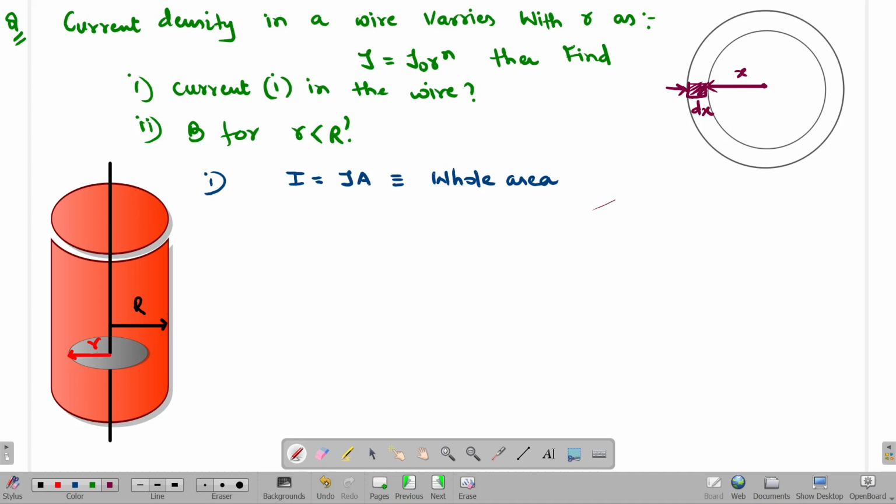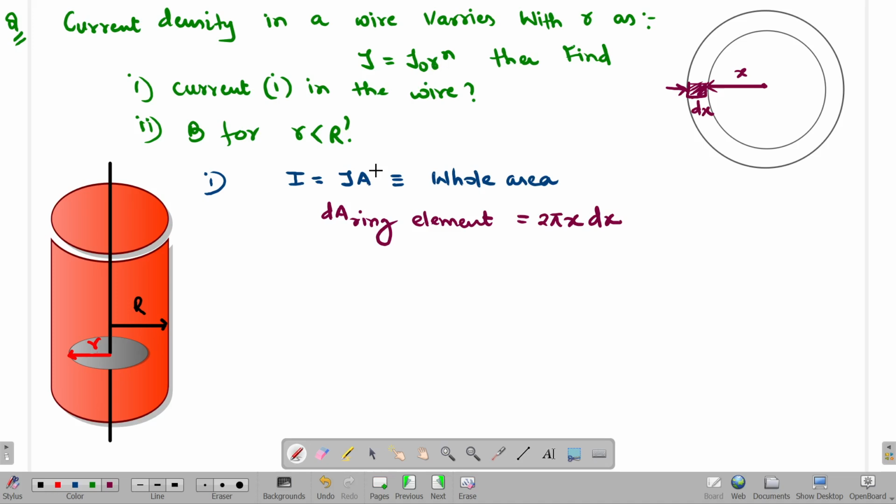So look over here. For this ring element, as you know, it will have a small area. The small area of the ring element is simply going to be length into breadth. Length is 2 pi x and breadth is dx. So the ring element area is 2 pi x dx. Are you able to get me or not?